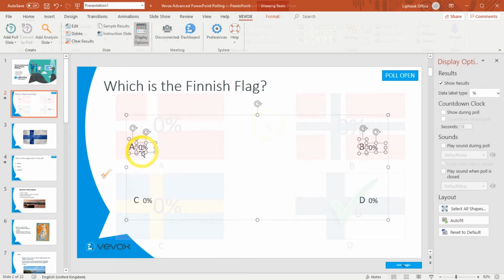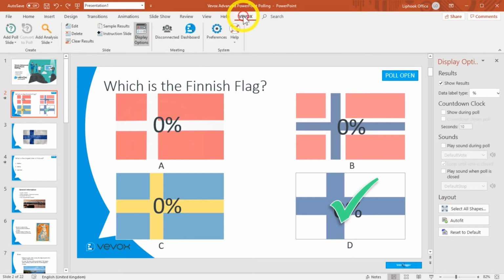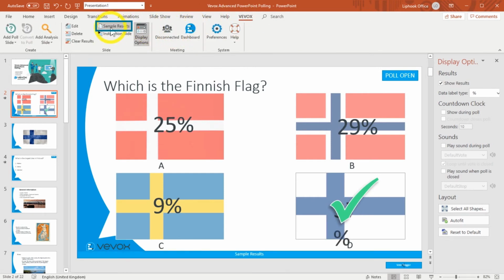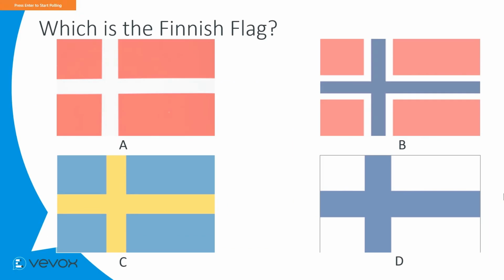Now to add the images. We can change how the images look to make the results clear. A good tip is to simulate your polls to check that they're all displaying the way you want. Just remember to clear the sample results when you're done.